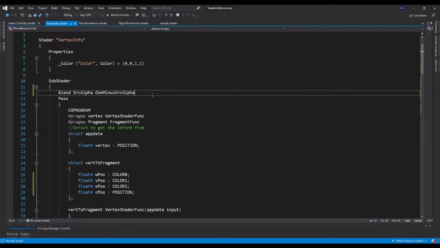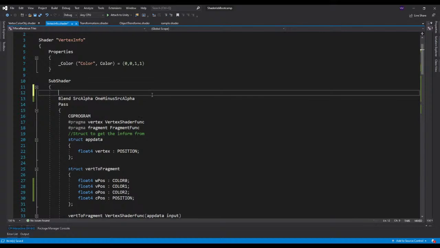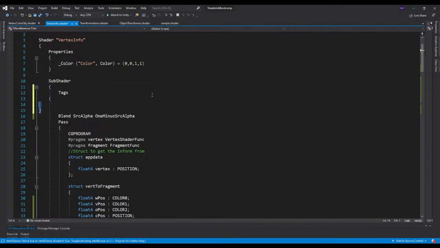This command is very important. We need to add this command to make it transparent so that it considers the alpha value. Tags, we need to give some tags saying what is going to be the render queue and the render type.